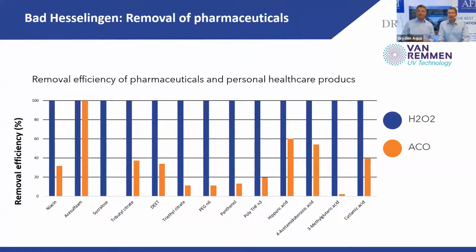One extra thing that you're getting with the Advanox, the bonus in combination with peroxide, is the efficient removal of pharmaceuticals and cosmetics. You can see here a whole bunch of different substances that I cannot pronounce. But what you can see is the orange bar, which is the removal efficiency of ACO together with an Advanox system. So here we dosed ACO instead of peroxide.